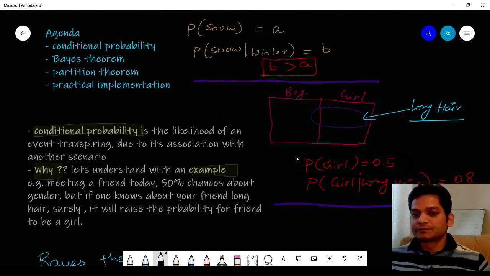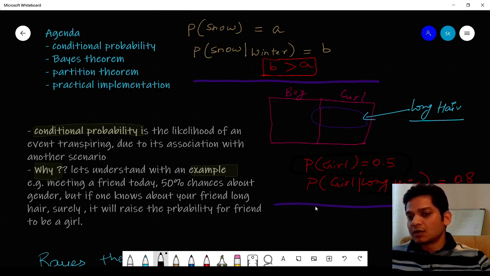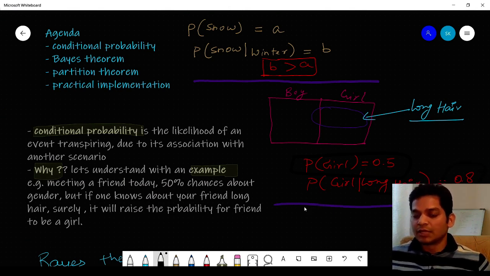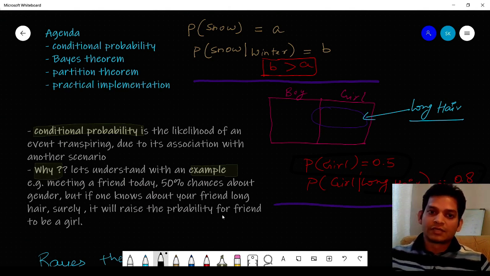Okay. Now, if we give extra information to your parents that the friend has long hair, it will definitely improve the probability surety. For example, the condition is that the friend already has long hair. Now the probability of that being a girl would increase, correct? Say 80%. Now, hope you're understanding this.